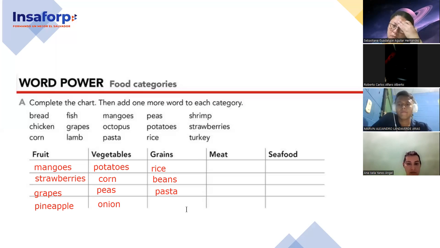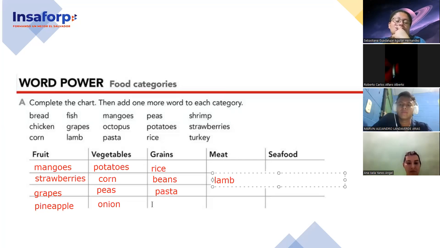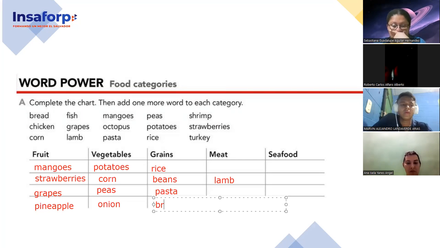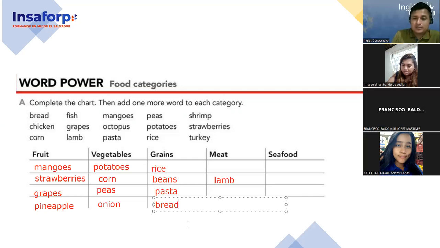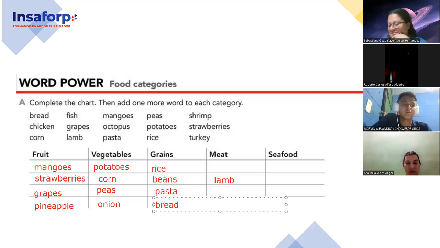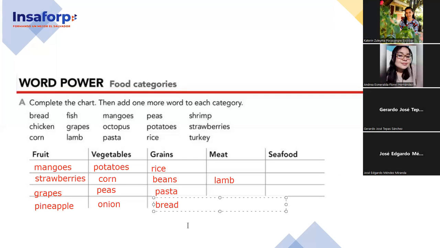So lamb, usually we have it here. Yes. Oh, I'm sorry, sweet bay. Lamb. It's not lamb. Bread? Oh, bread. A bread, very good, right? Pan francés, right? A dollar of pan francés. Very good. Thank you so much. Fantastic.